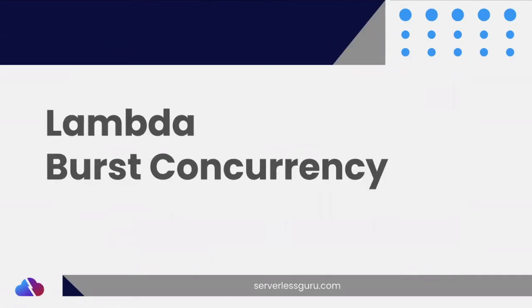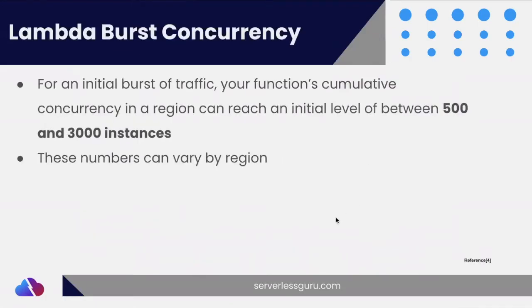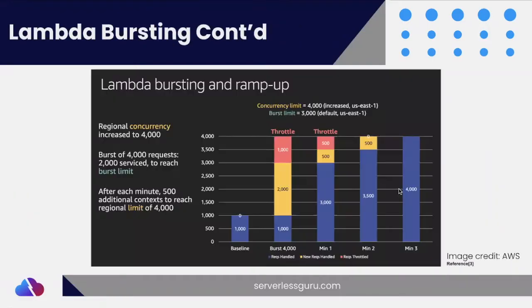So let's try to understand what burst concurrency is. For an initial burst of traffic, your function's cumulative concurrency in a region can reach an initial level between 500 and 3,000 instances, and this limit can vary per region. For example, in US East 1, the burst concurrency limit is 3,000, and in Mumbai it's 500. Let's try to understand how exactly that works.